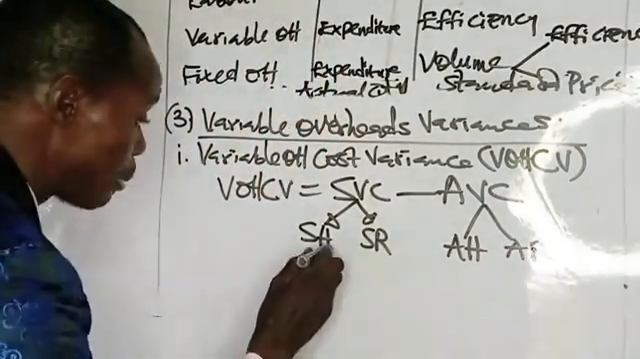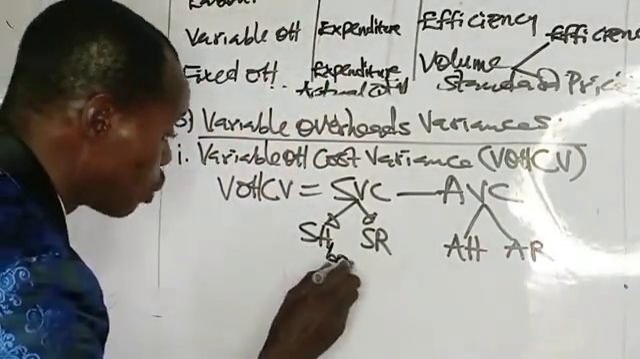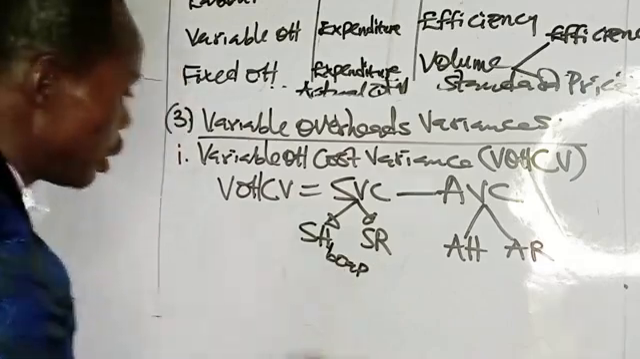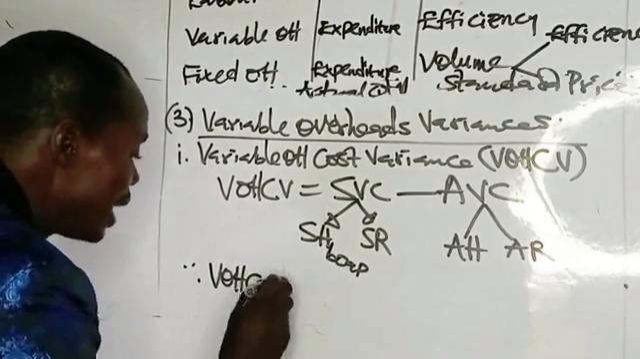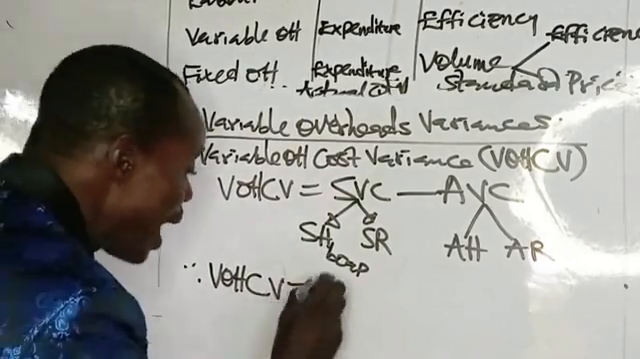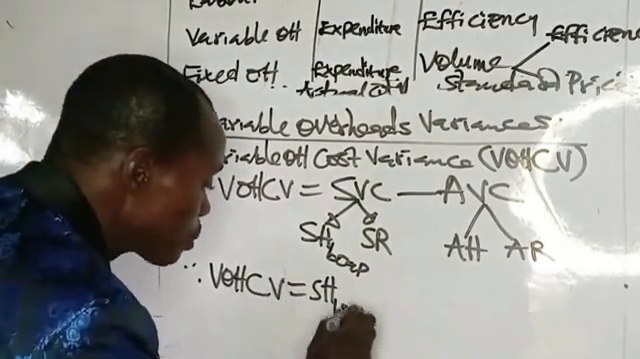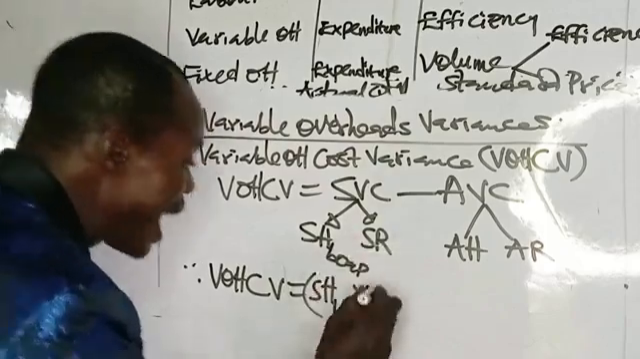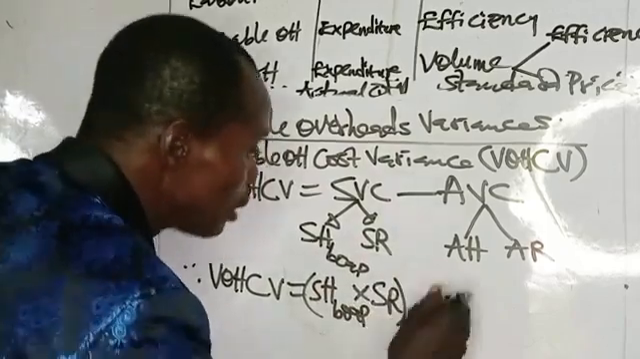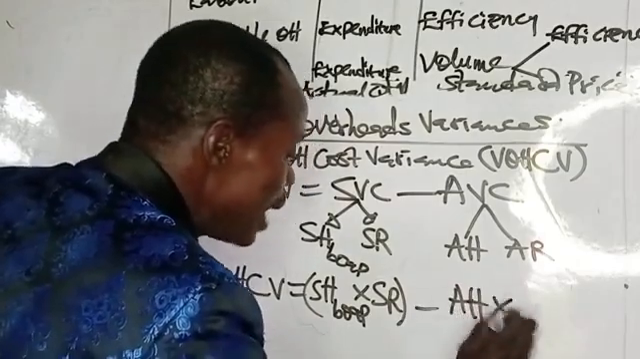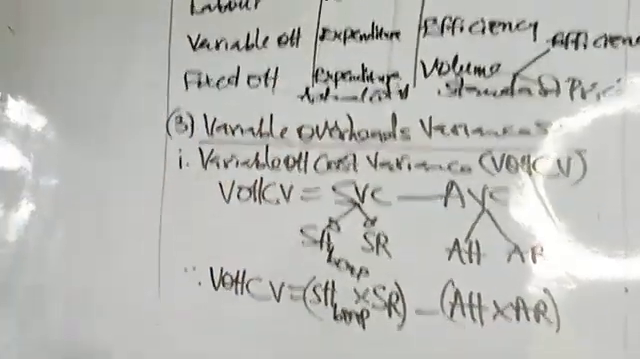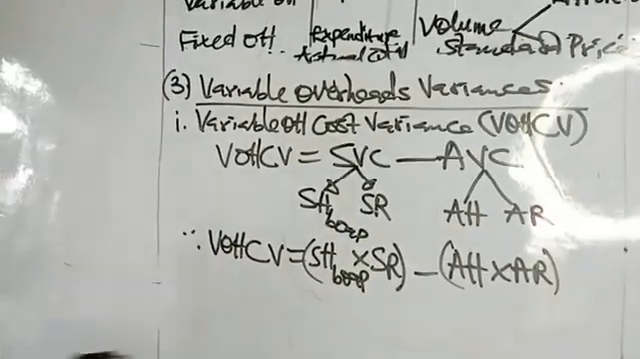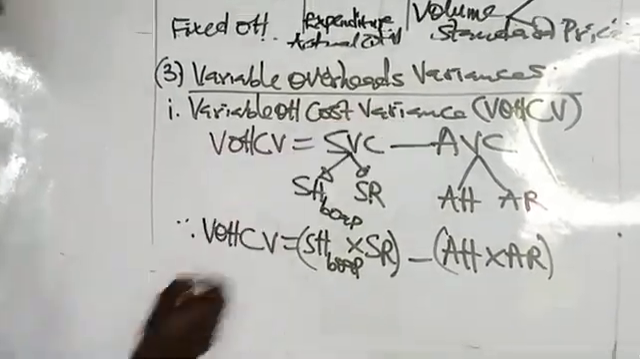I've told you standard hours and standard quantities should always be flexed based on actual production. Therefore, variable overheads cost variance equals standard hours based on actual production multiplied by standard rate, minus actual hours times actual rate. So that is the formula for calculating the variable overheads cost variance.